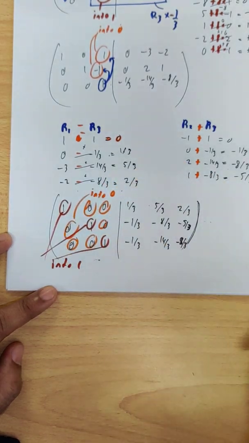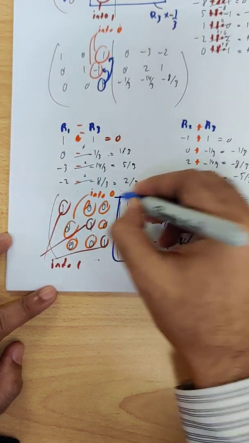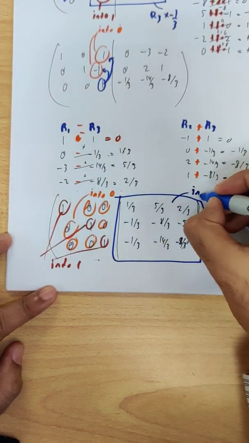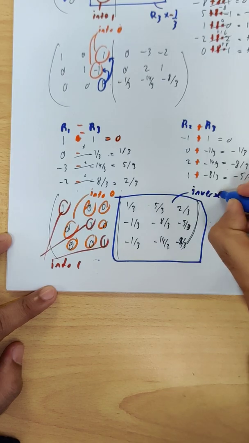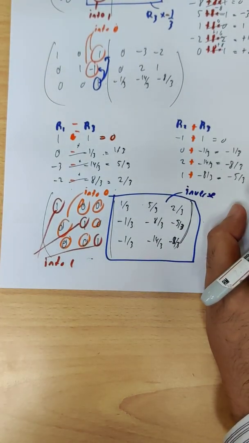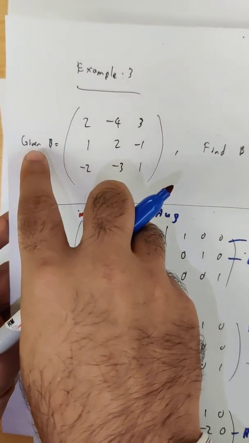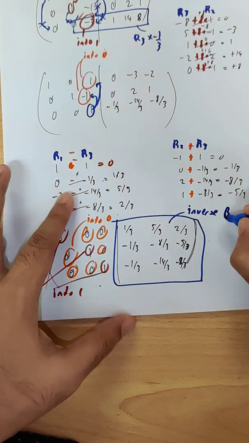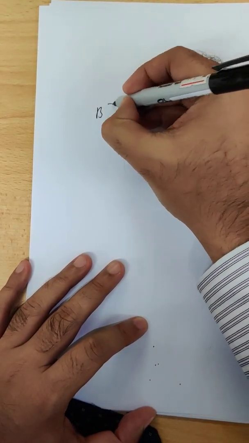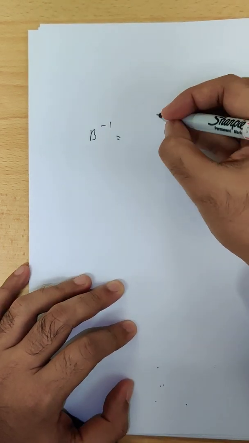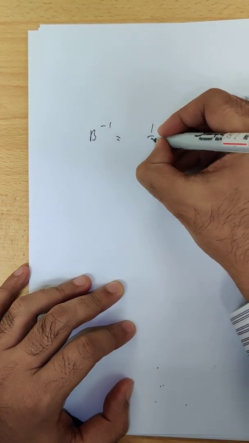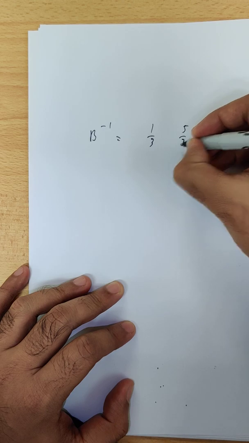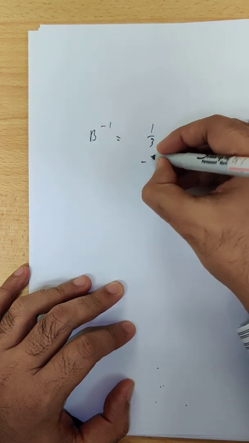And what do we mean? What do we get on the right side? It's the inverse matrix. Inverse of what? Back to the question: given B, find B inverse. So this is the inverse of B. Remember, in exams, you can't leave your answer that way. You need to write it down this way. So B inverse is 1/3, 5/3, 2/3.